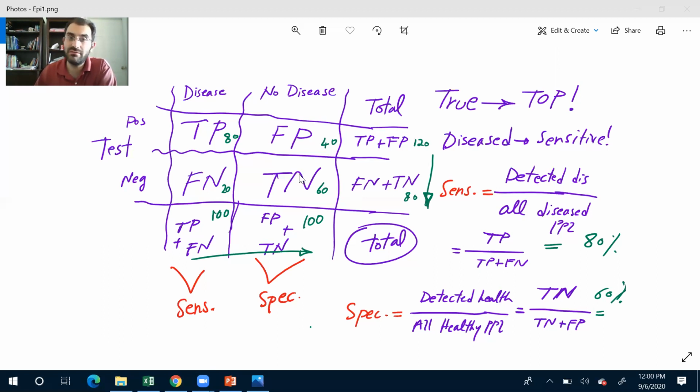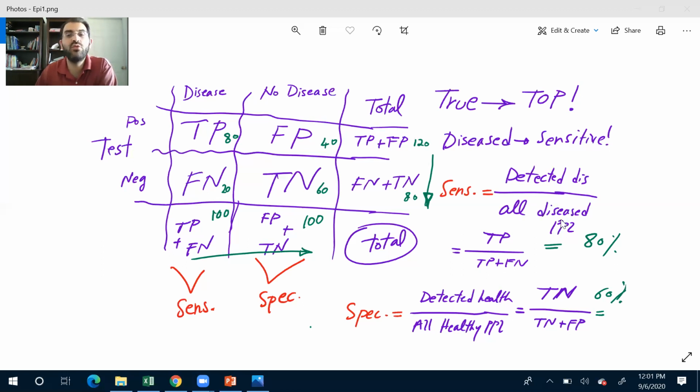Where are the diseased people? Here or here? My diseased people are sitting in my first column, my diseased column. So sensitivity is disease detection. Sensitivity, guys, is disease detection. So it's detected disease over all the diseased people.